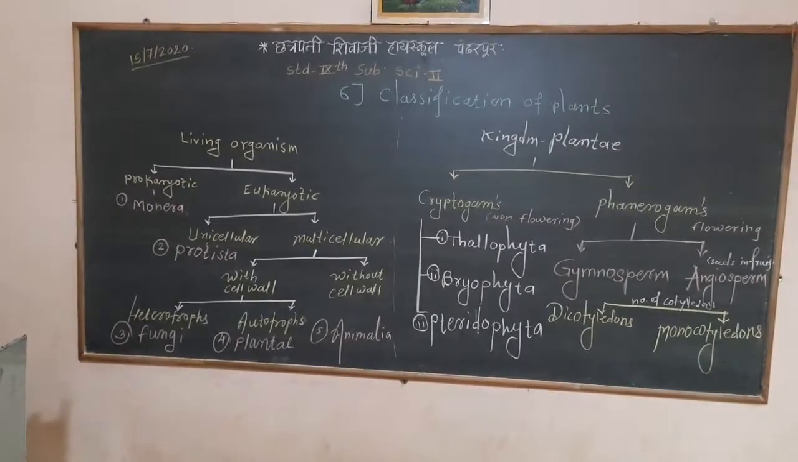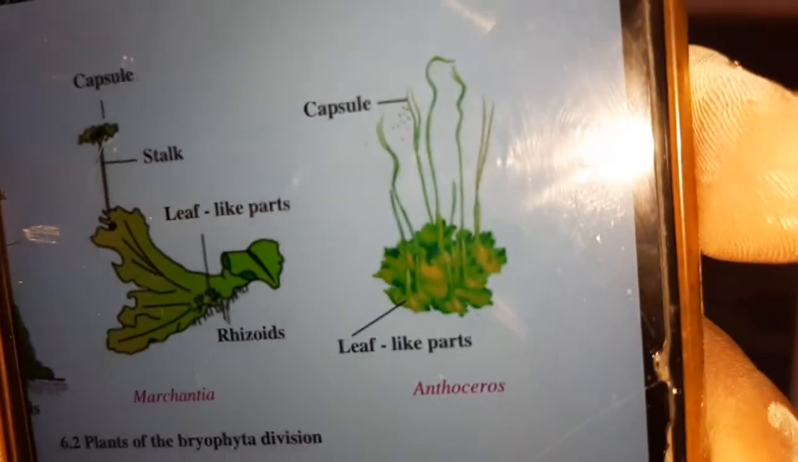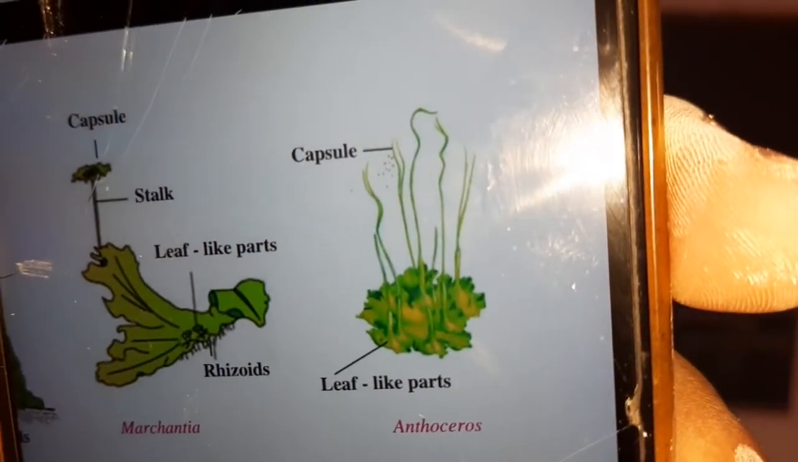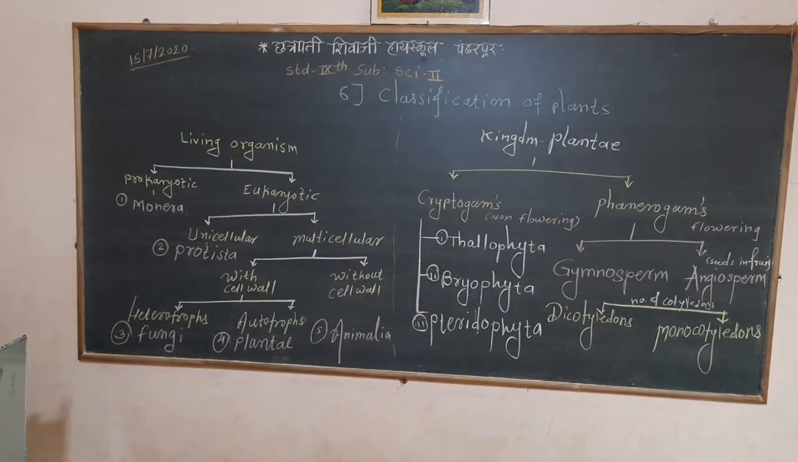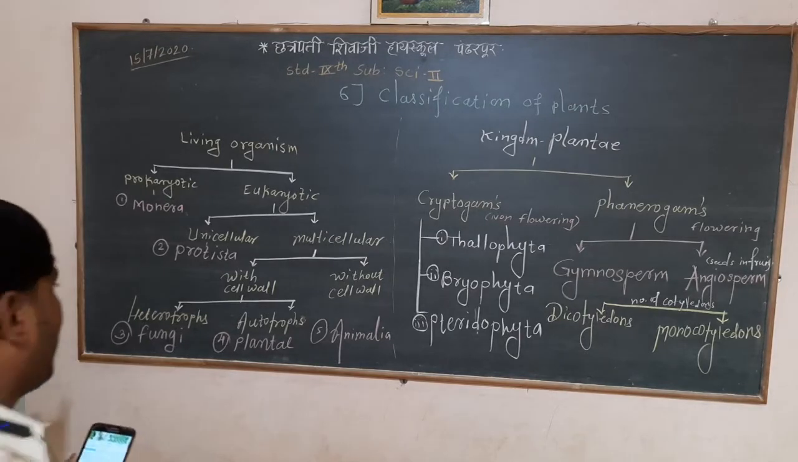The third one is Anthoceros. We look at the capsule and the leaf-like parts here. This is also a structure of this group. Generally we know that the plants in this group are called amphibians of the plant kingdom. Why are they called amphibians?